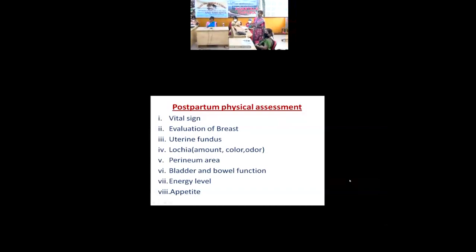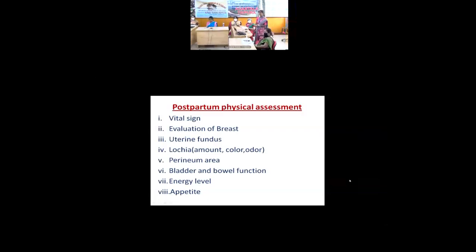After the delivery of the mother, we have to go through the postnatal physical assessment. In this regard, vital signs: we know vital signs provide all the information about the mother's general condition. Then evaluation of the breast: whether there is any problem, any crack in the nipple, whether milk is secreting or not, whether colostrum is present or not. These things we have to evaluate.